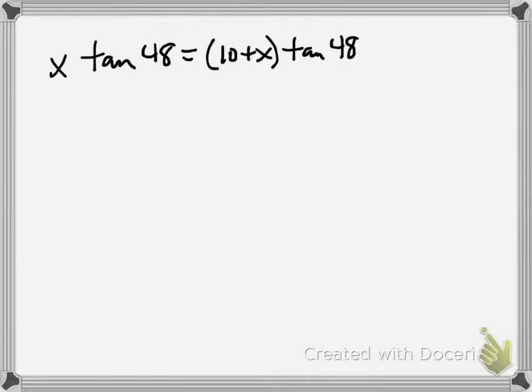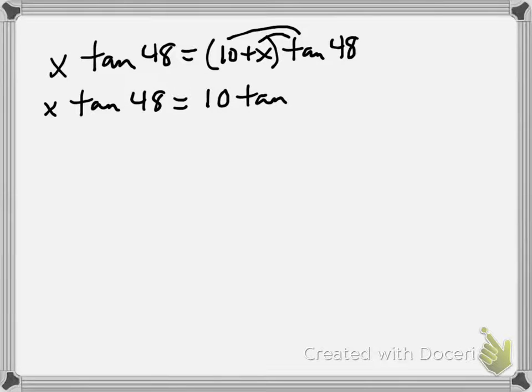So, what's next? Well, I'll tell you what's next. On the right side, we are going to take the 10 and the x, and we're going to distribute. So this is 10 tan, well, that should be a 40, excuse me. Okay, 10 times tan 40 plus x times tan 40. So I just took the 10 plus x and I distributed.